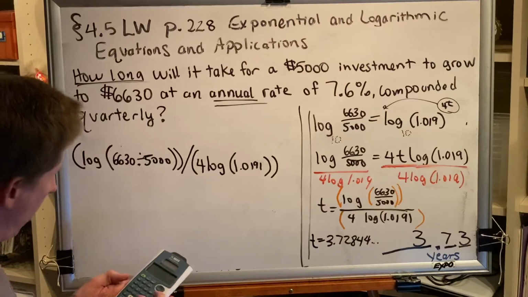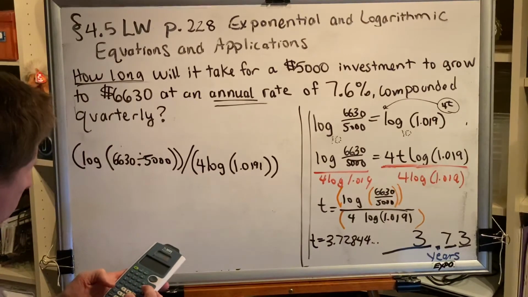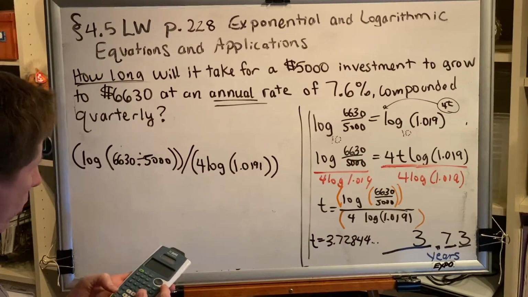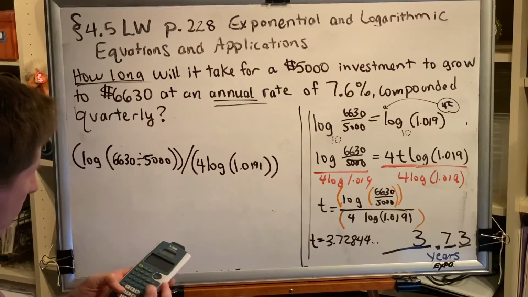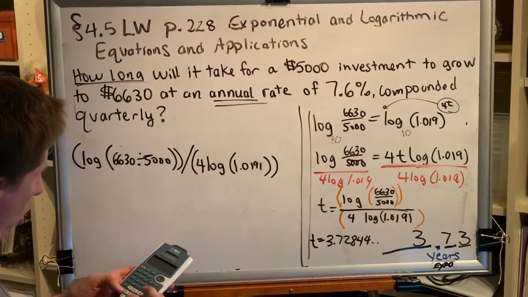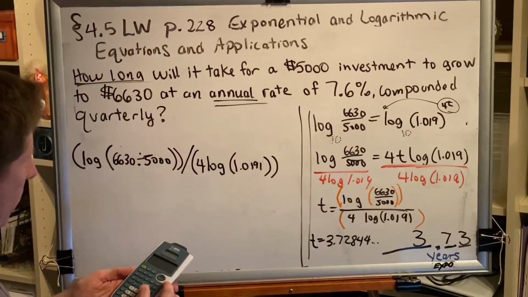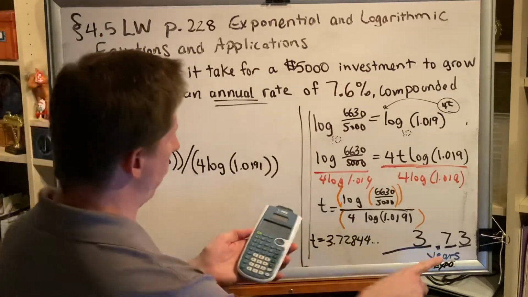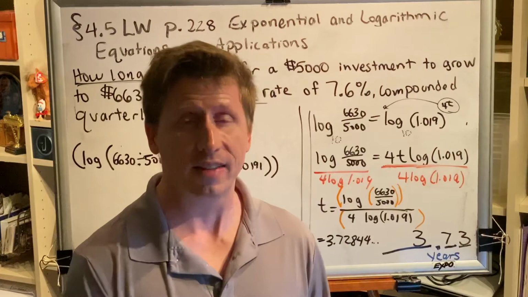I will now do this myself. So here we go. Log 6630, divide 5000, close parenthesis, divide, open parenthesis, 4 log 1.019, close parenthesis, and I get the same number as this. And when you round, you get 3.73 years. Okay, that's the end of this problem.